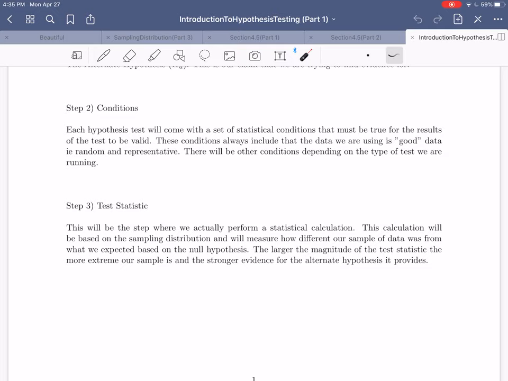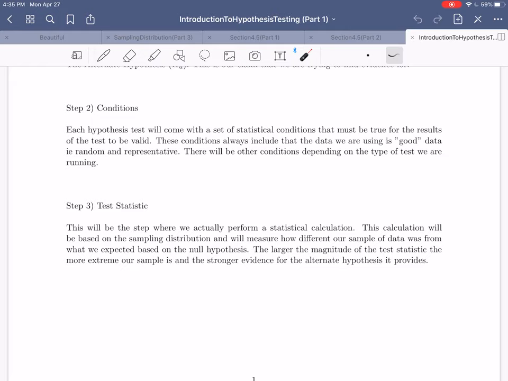So keep in mind that little phrasing there, based on the null hypothesis. Throughout the entire hypothesis test, until we come to our conclusion, we're operating under the assumption that the null hypothesis is true. So what this test statistic is doing is saying, okay, if the null hypothesis is true, then let's use an appropriate sampling distribution and measure how different our data, what we actually observed, is from what we assumed or expected.